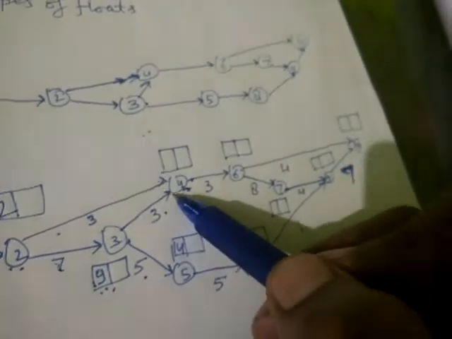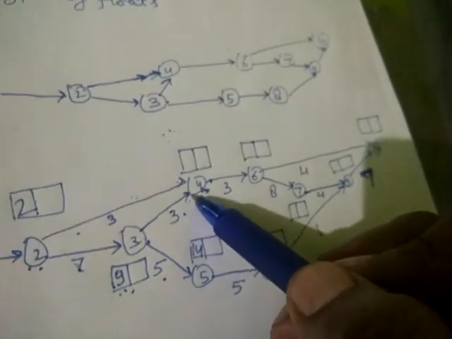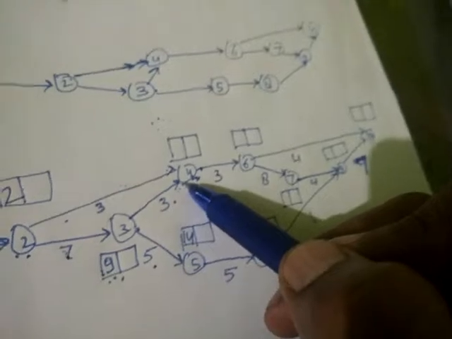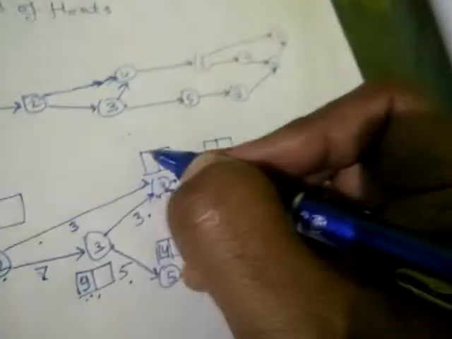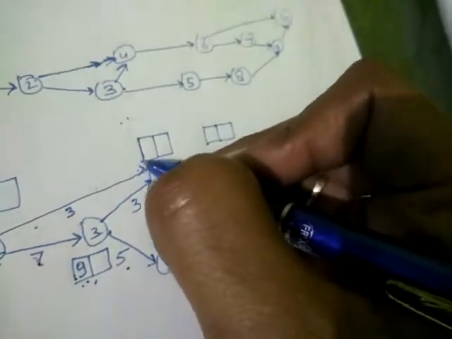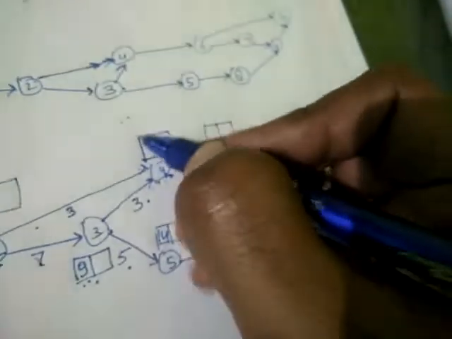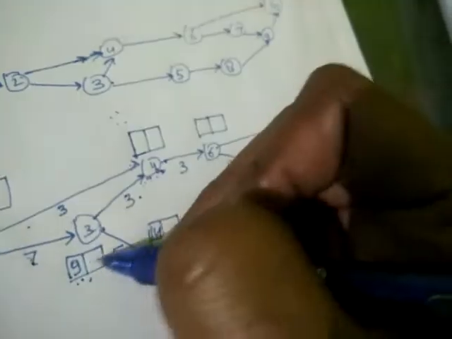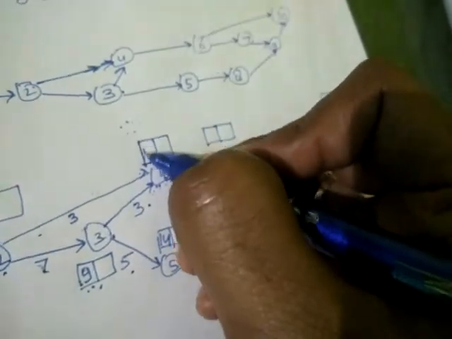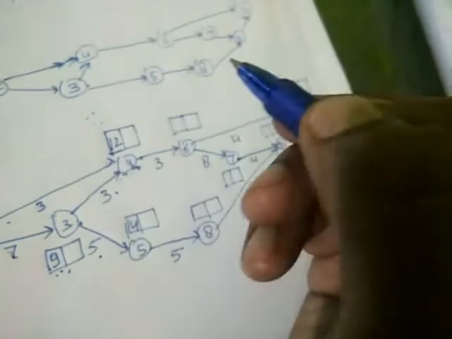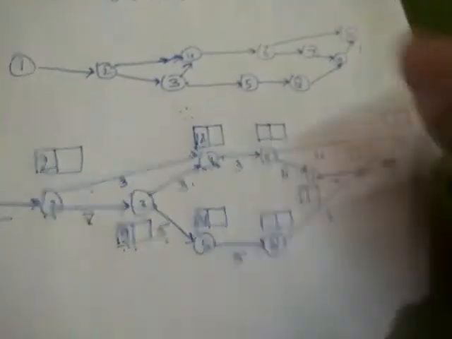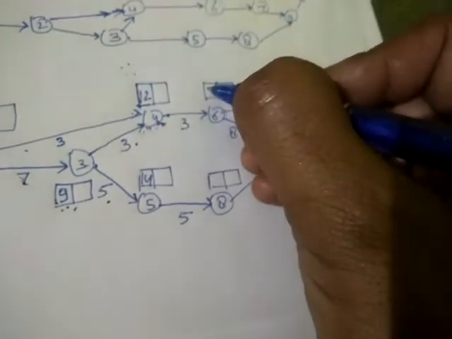So you have to wait till this event gets finished, this activity gets finished. This is the reason we write here greater number of the two. So if from here you are coming, then it is 5, and from here if you are coming, it is 12. So we are going to write 12 here. Now, you will see this situation whenever there is any merge event only. Now here 12 plus 3, 15.